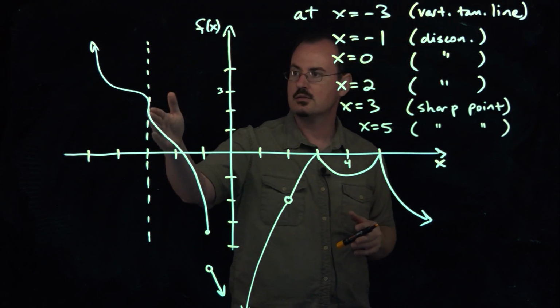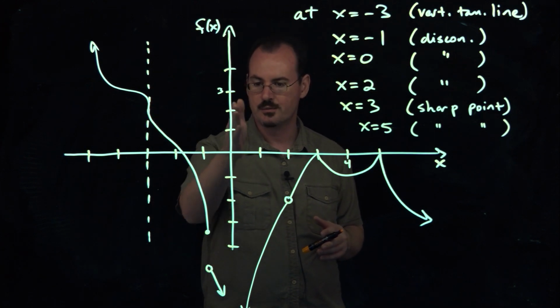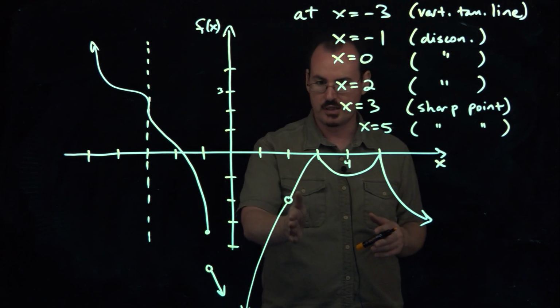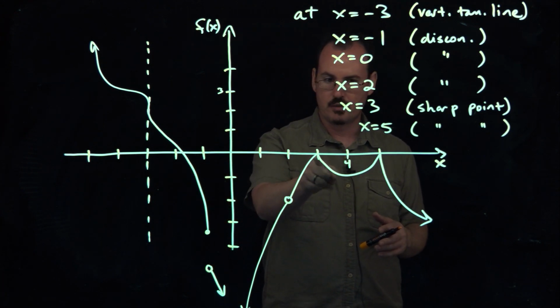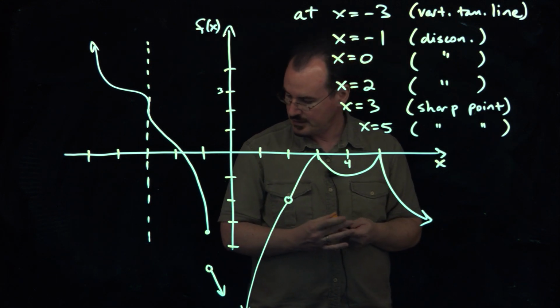So we've got the vertical tangent line, discontinuity, which means not differentiable, another discontinuity, which means not differentiable, yet another discontinuity, and then a sharp point, another sharp point. All those places the function will not be differentiable.